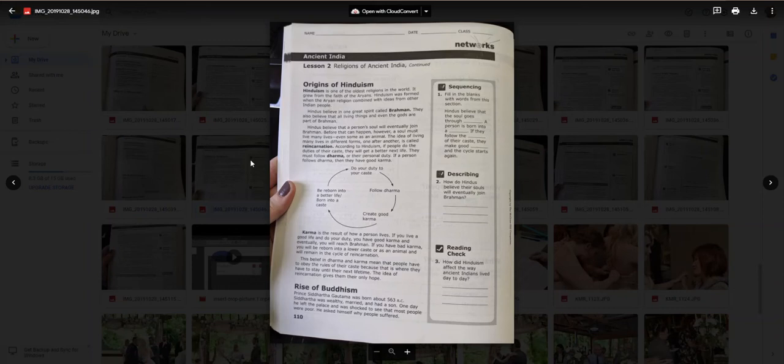They must follow Dharma, or their personal duty. So if you are a warrior, you have to do your warrior best to be able to become a priest. If you are a farmer, you have to do your farmer's best to become a warrior. That type of thing. You start off where you are, and if you do really well, you can move up.